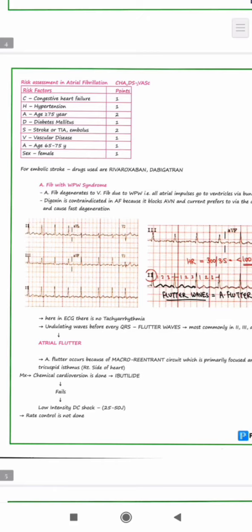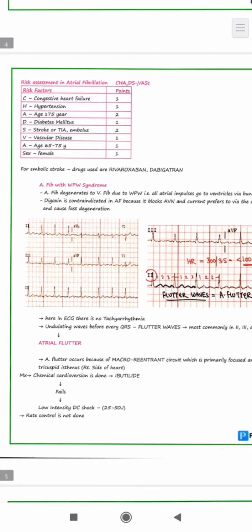Now atrial fibrillation with WPW syndrome. This is an important thing which we have to remember. Atrial fibrillation can degenerate to ventricular fibrillation in WPW, because all the atrial impulses go to the ventricles via the bundle of Kent. Digoxin is contraindicated.